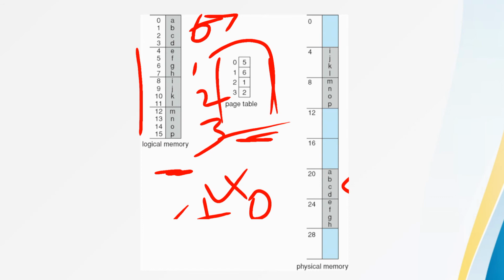And page 1 has frame 6. So 6 into 4 is 24. That 24th place is filled with page 1.